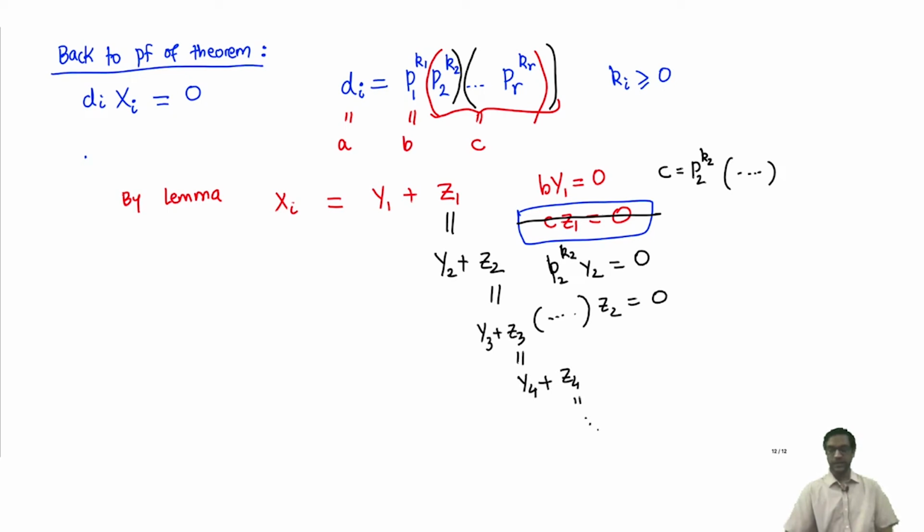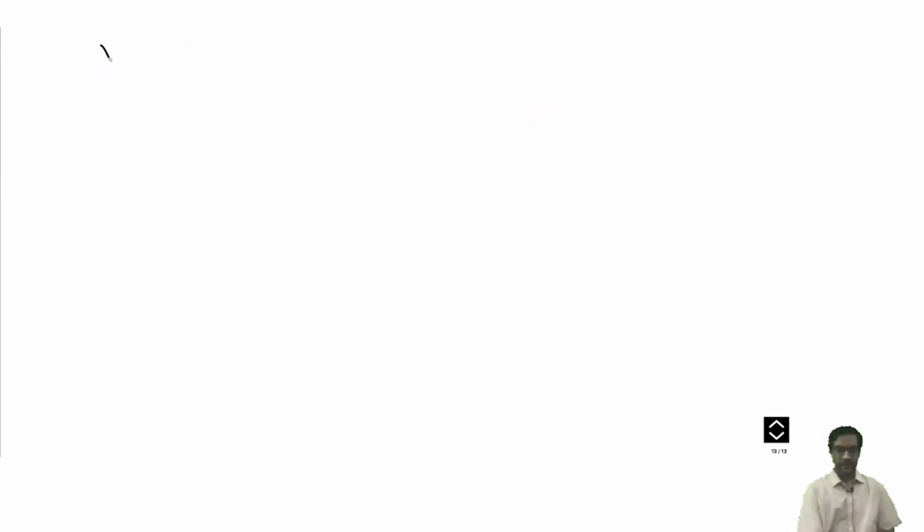So this is some sort of inductive procedure. What are you finally doing? You are successively splitting this xi into smaller and smaller pieces. I hope you are convinced that what we get at the end of this process is the final equation. This xi has been written as y1 plus y2 plus yr, where each yj has the following property: it is killed by the corresponding power of pj. So pj to the kj acting on yj is 0.